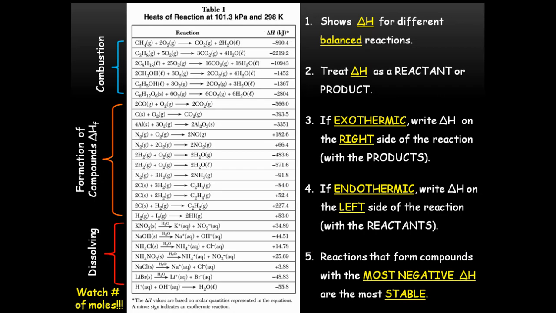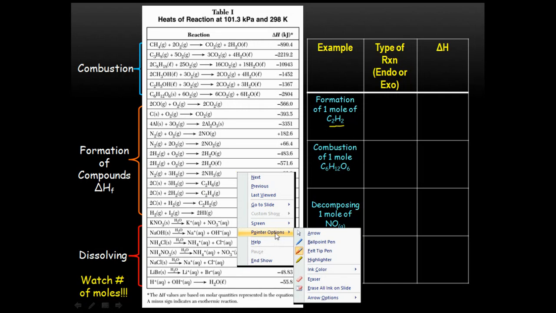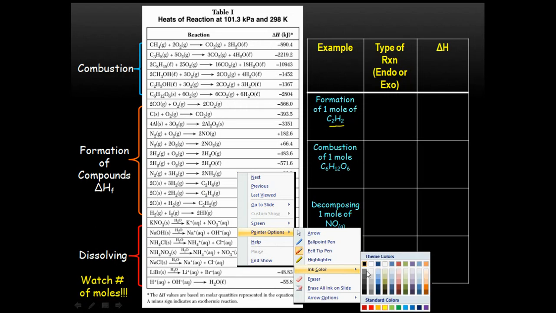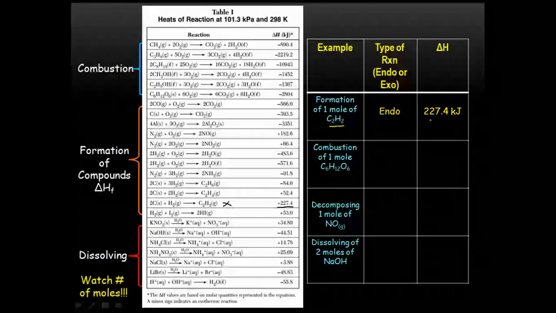Okay. All right. So really, just how do we use the table and read it? This would be the table again, the bottom of the first page. Let's just say we had the formation of 1 mole of C2H2. Well, we could take a look at the chart, and we'll find that the formation of C2H2 would be this reaction right here, right? And we'll see it's a positive 227. All right, so it would be the endothermic reaction, and the delta H for 1 mole.